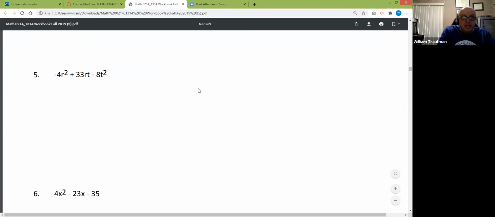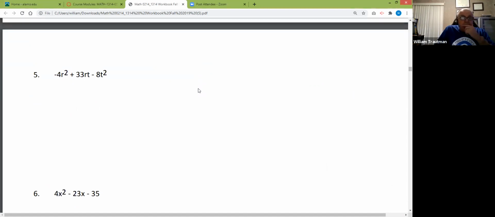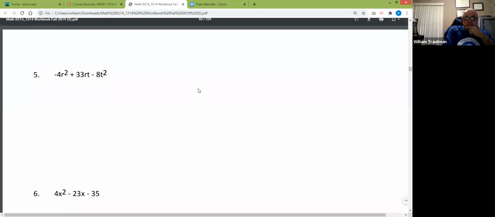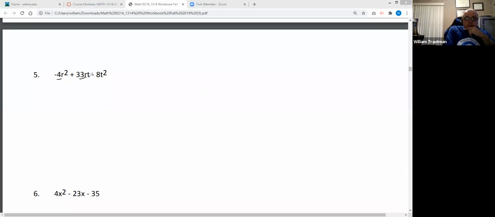Number 5. Okay, so number 5. I'm looking for a GCF first. So before I factor this, I'm going to look for a GCF. 4, 33. 33 is 3 times 11, and 4 doesn't go into 3 or 11. And R, there's no R. T, there's no T. So there's no GCF in this problem. So there's nothing I can factor out.